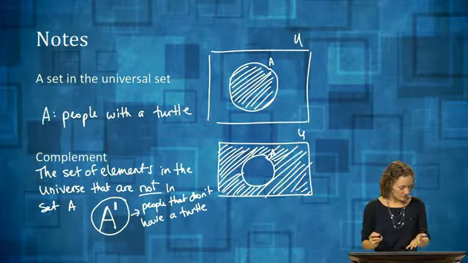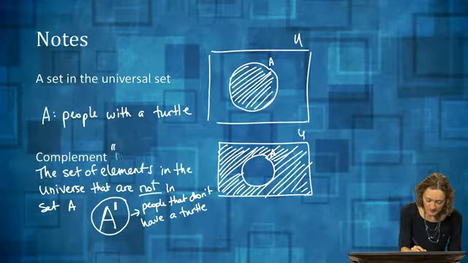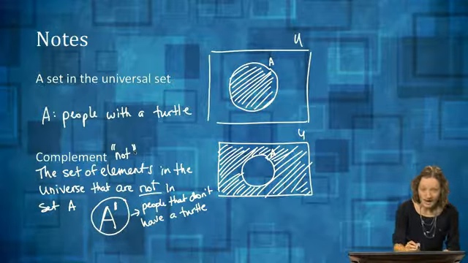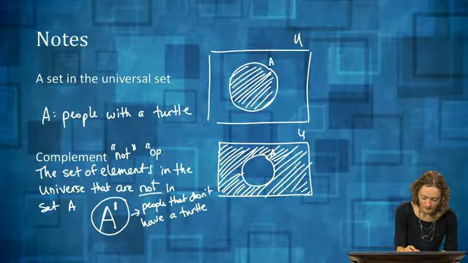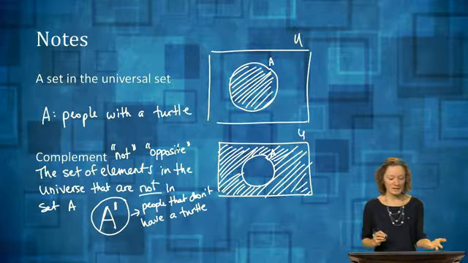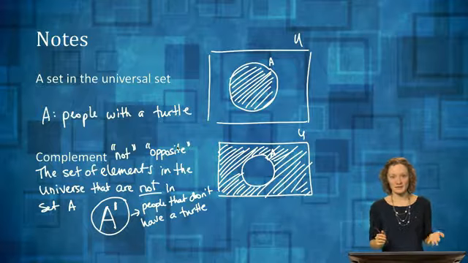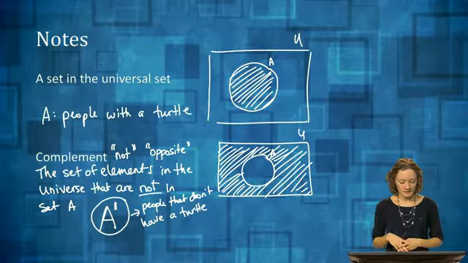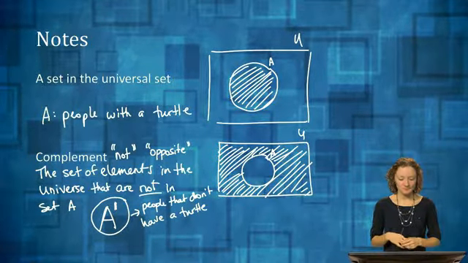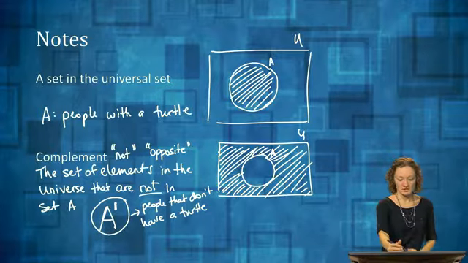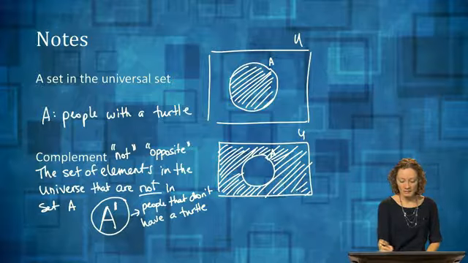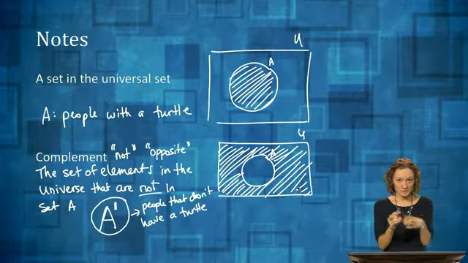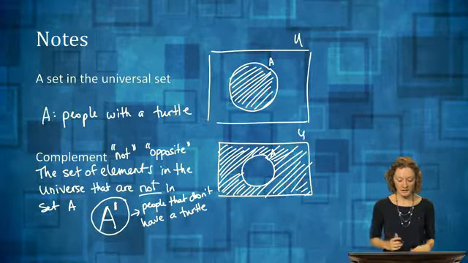So the complement, you can think of it as being not, so there's A and then there's not A, or you can think of it as the opposite. Two different ways to think of the complement, all meaning the same thing, essentially the set of elements that are not inside the set, whatever set you're talking about. All right, so we have the universe, which is the whole rectangle. Then there's a set inside the universe, and the complement is still inside the universe, but it's just stuff that's outside of that individual set.